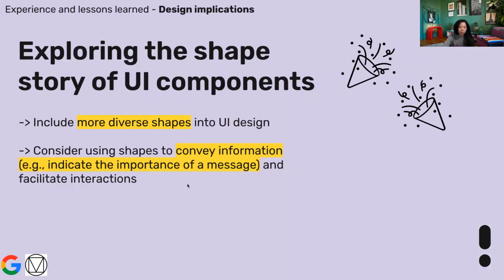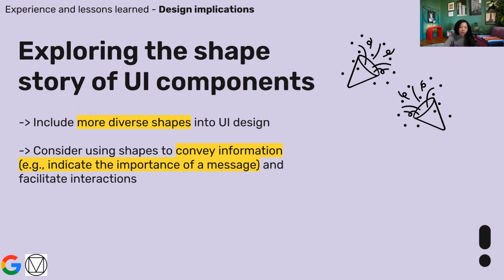Now, I want to share what we've learned from the study. I'll discuss 2 aspects: design implications and our study design. Starting with design implications, our findings suggest that designers may consider exploring the shape story of UI components. Designers can include more diverse shapes for UI designs because from our results, unique shapes do not hamper user perception on trustworthiness and security of the dialog design.